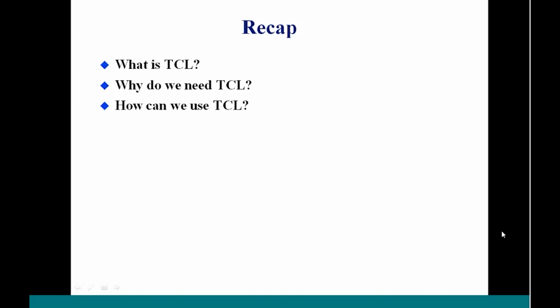But one thing to understand is that Tcl by nature is platform independent. That's how Tcl was developed. So multiple applications can be easily connected through Tcl, and you can extend an application for new user controlled or user generated ideas using Tcl. And then we also saw how we can use Tcl.